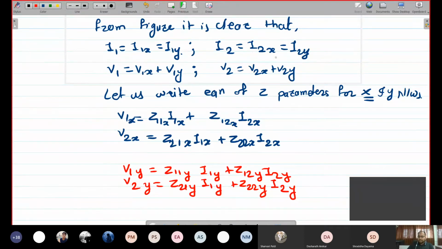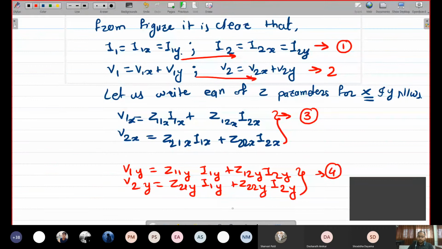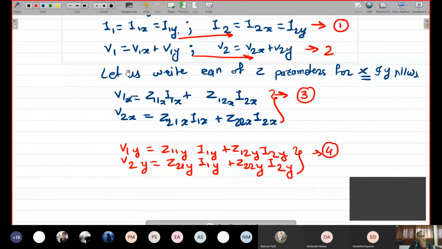Okay. Now let us mark the equations. So let us say this is equation number one. These two equations. And let us say these two equations, V1 and V2, are equation number two. Right. Let us say both of these equations are equation number 3, and these two equations, let us say, equation number 4. Okay. Now, we are going to find out the series combination. Fine. So let us use equation number 2 now.